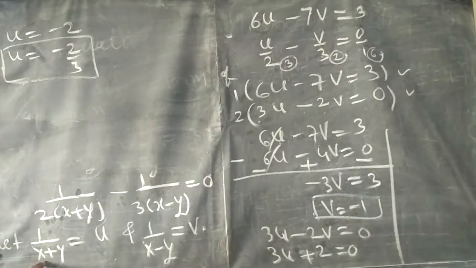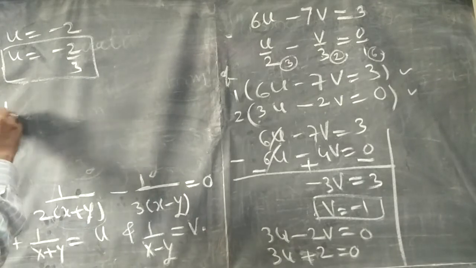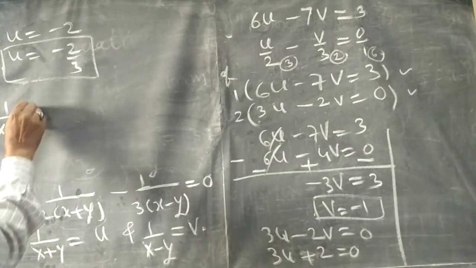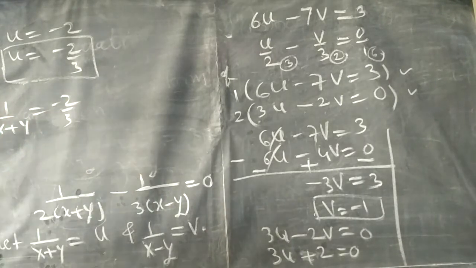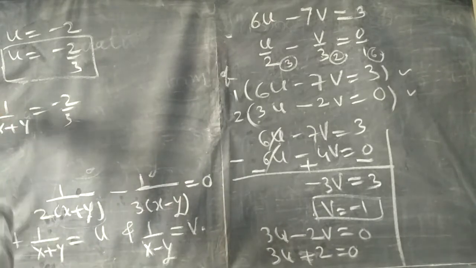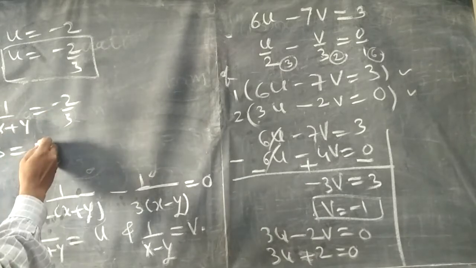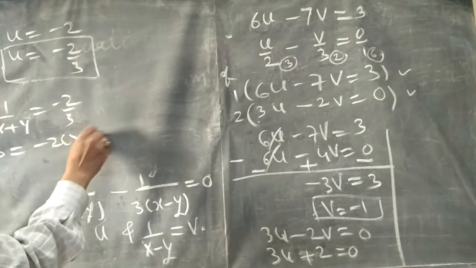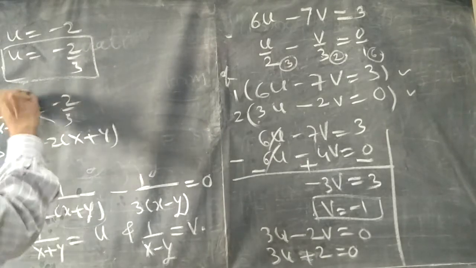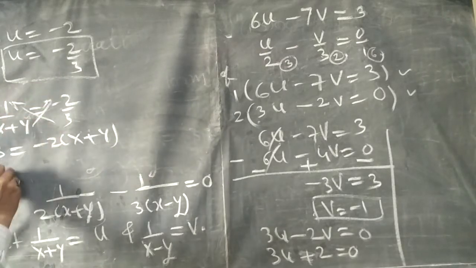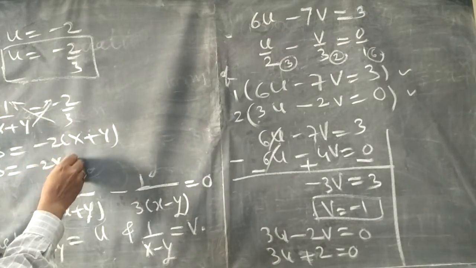Therefore, now see, 1 upon x plus y equal to minus 2 upon 3. Now I am taking cross multiplication. 3 into 1 is 3, minus 2 into x plus y. Cross multiplication. Okay. 3 equal to minus 2x minus 2y.